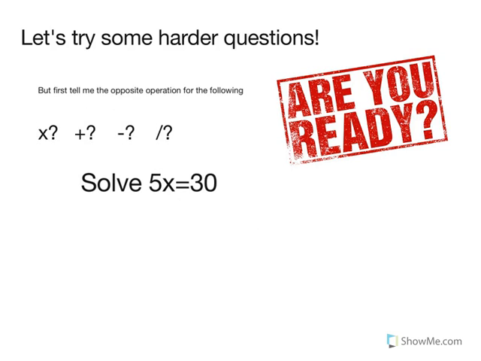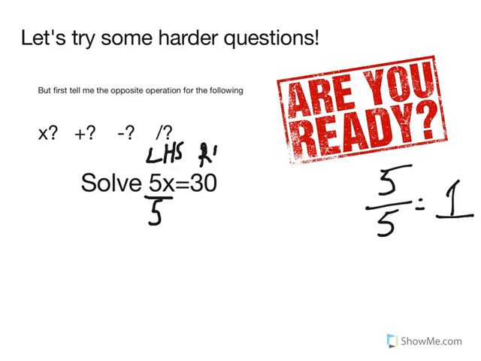We are going to divide the 5 by 5 because 5 over 5 equals 1. Then, because the rule is whatever you do to the left-hand side, you must do to the right-hand side, we must divide the right-hand side by 5. 5 over 5 is 1, and we don't need to put a 1 in front of the variable. 30 divided by 5 is 6. So x equals 6.